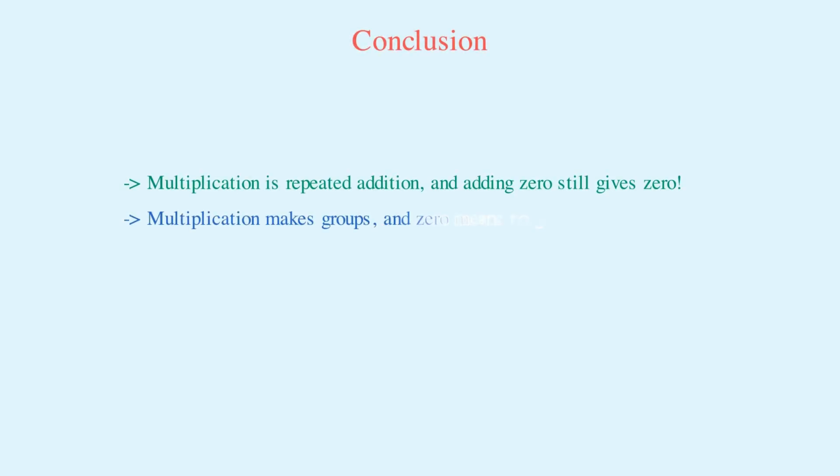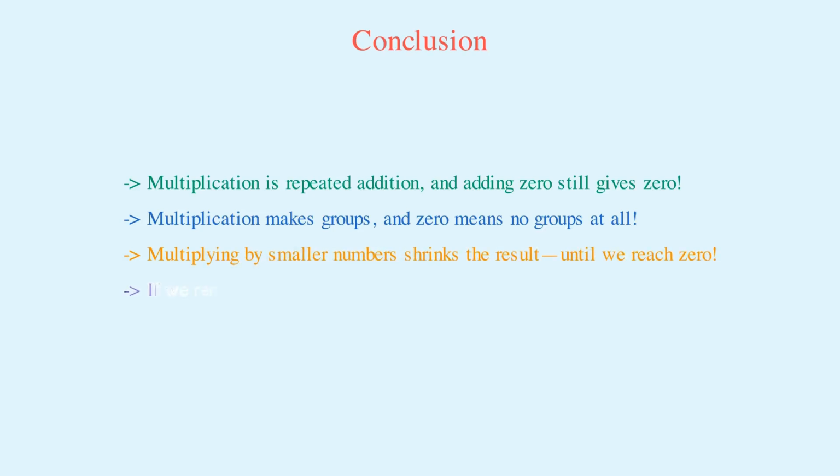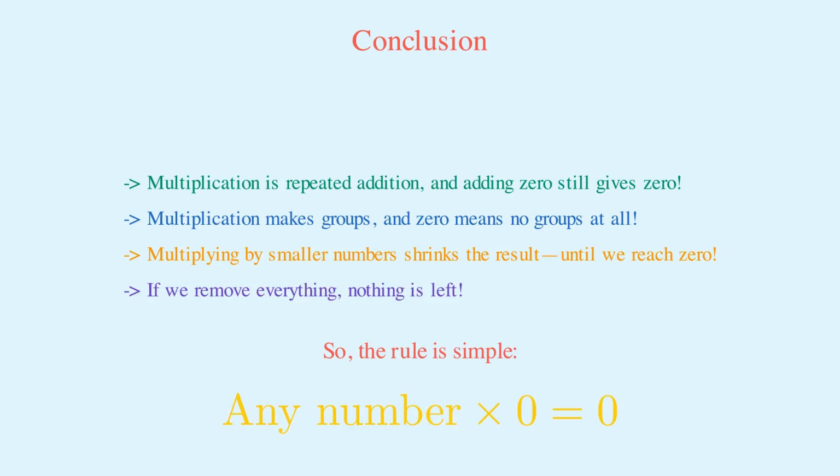So, now we know that multiplication is repeated addition, and adding 0 still gives 0. Multiplication makes groups, and 0 means no groups at all. Multiplying by smaller numbers shrinks the result until we reach 0. If we remove everything, nothing is left. So, the rule is simple. Any number multiplied by 0 is always 0.